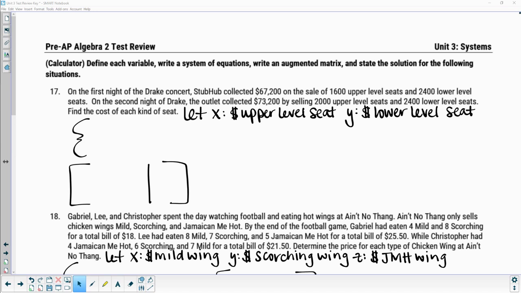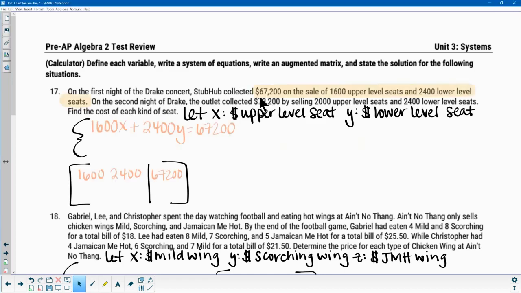So I went ahead and defined the variables for us, so you do not have to worry about that. For my first question, on the first night of a Drake concert, StubHub collected $67,200 on the sale of 1,600 upper level seats and 2,400 lower level seats. That gives me an equation of 1,600x plus 2,400y equals 67,200.